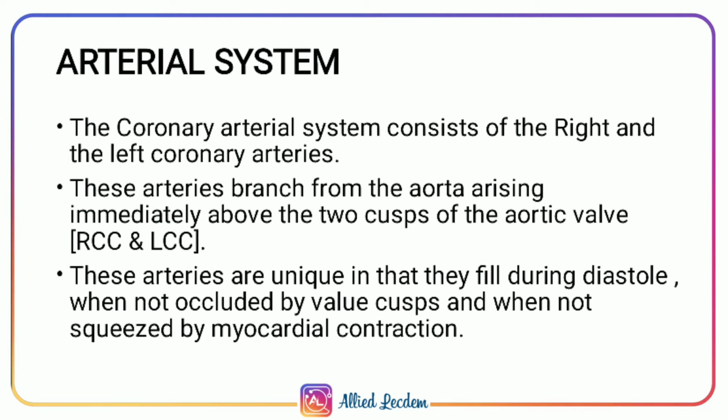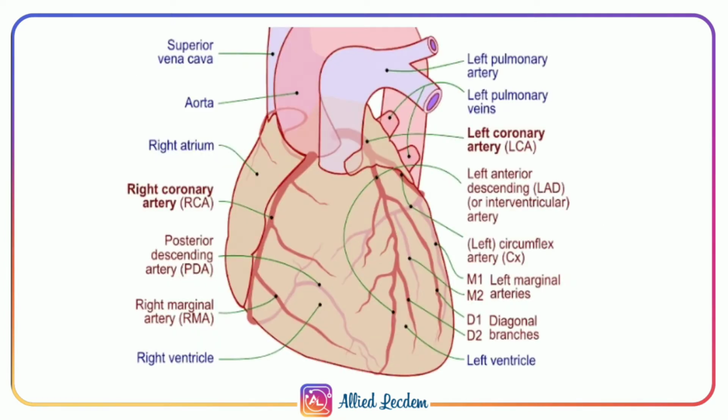These arteries are unique in that they fill during diastole, when not occluded by valve cusps and when not squeezed by myocardial contraction. These coronary arteries are known as the first branch of the aorta. We know that the aortic valve has three cusps: the right coronary cusp, the left coronary cusp, and the non-coronary cusp. The right coronary cusp gives rise to the right coronary artery, and the left one gives rise to the left coronary artery. In this picture, we can see the origin of both the arteries along with their branches, which are going to be discussed in the upcoming slides.